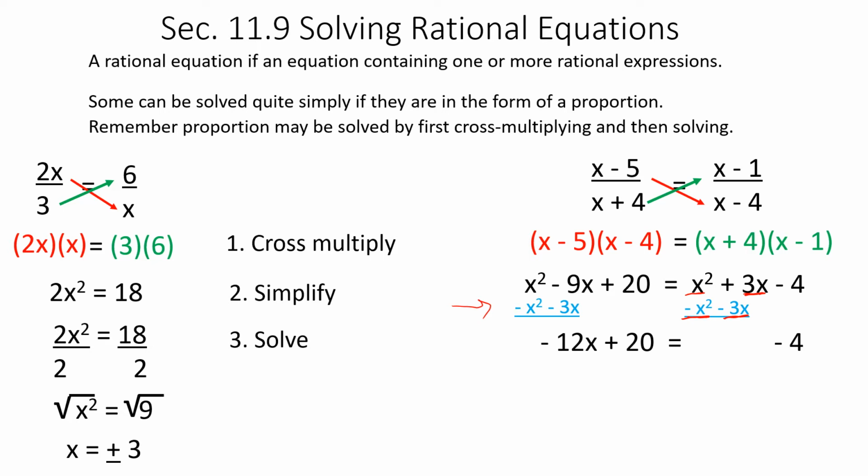Now we've got to get all of our numbers on the other. So we're going to subtract 20 from both sides. And we get negative 12x equals a negative 24. They're multiplying by negative 12, so we're going to divide both sides by a negative 12, and we end up with x equals 2. Remember, a negative divided by a negative is positive, so that becomes a positive 2. And we have solved this rational equation that was originally a proportion.